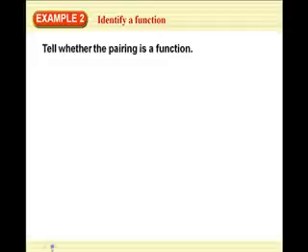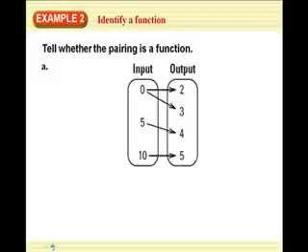So we go to the next slide and it talks about identifying a function. What is a function? It says tell whether the pairing is a function. This is an input-output. I try to think of it this way: you have a machine right here. At the top there's a little funnel and you drop a number into the machine. Then over here, there's a little chute that slides the number out of the machine.